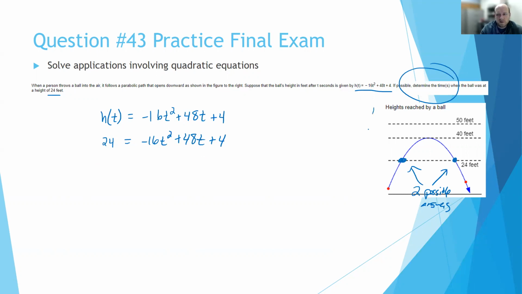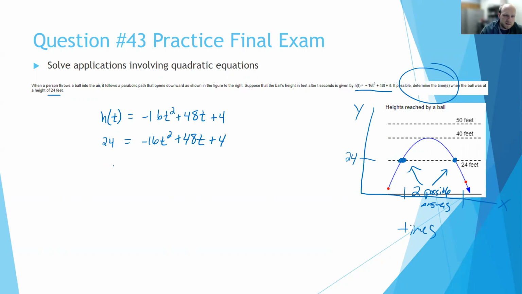Okay, because if you kind of draw this out here, and it looks like a graph, this is your x-axis, this is your y-axis. You know the height, right? You know that this is 24 feet. You're trying to find the 2 times. Okay, you're trying to find the 2 times right here. So let's solve for t.